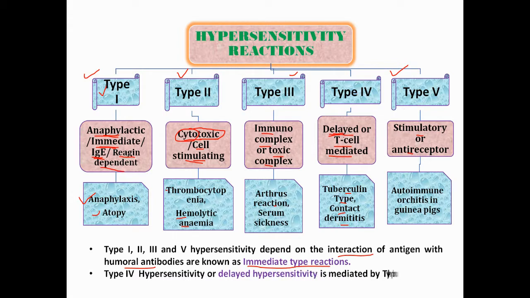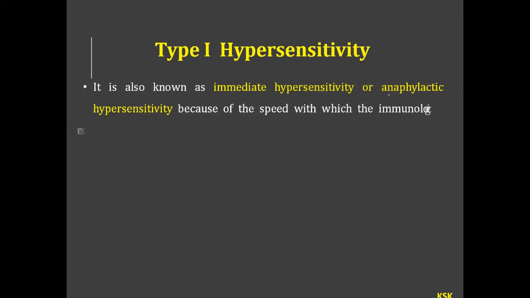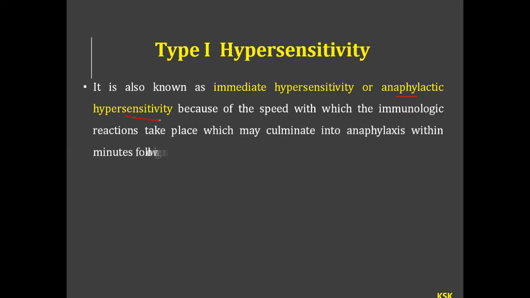As we discussed, the type 4 is known as the delayed one because it requires some time to show the reaction, and it is mediated by the T lymphocytes. Then we will go with the first type, known as the type 1 hypersensitivity reaction. It is also known as immediate hypersensitivity, and as it causes anaphylaxis, it is also known as the anaphylactic hypersensitivity. As it shows an immediate response, it is known as the immediate hypersensitivity.